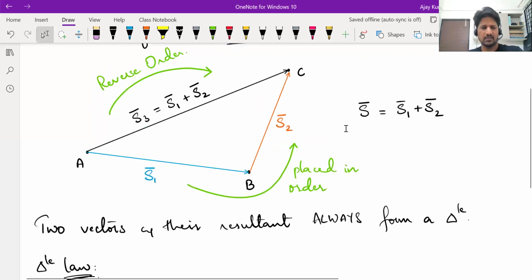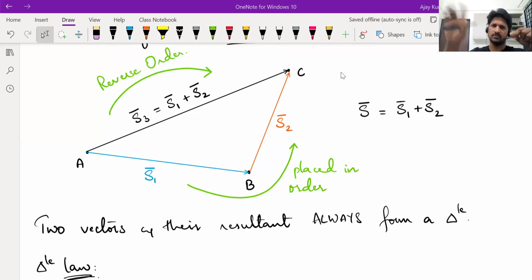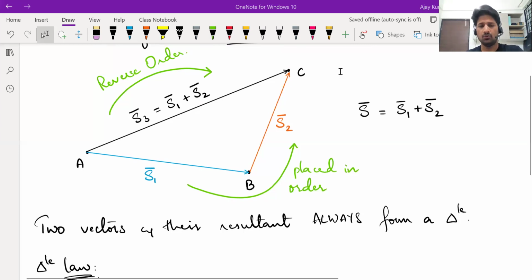Fine. Statement I'll type later and send. So if two vectors placed in order are taken as two sides of a triangle, then the third side drawn in reverse order becomes their resultant, always. And you can extend this to any number of vectors, not just two. Here we consider displacement as the quantity, right? We know that if one person goes from A to B and then from B to C, the net displacement is from A to C. We know that. But this is observed to be true for all vector quantities.